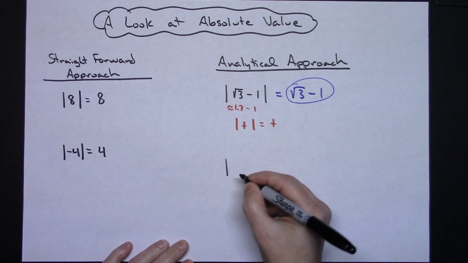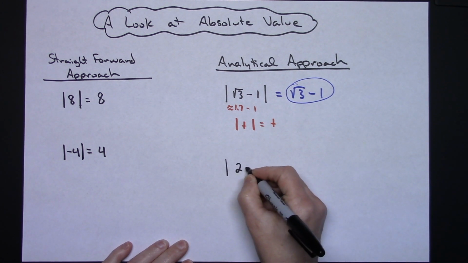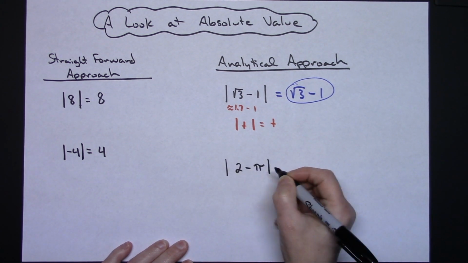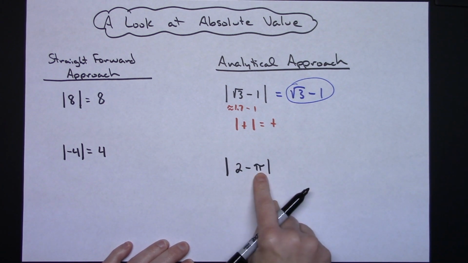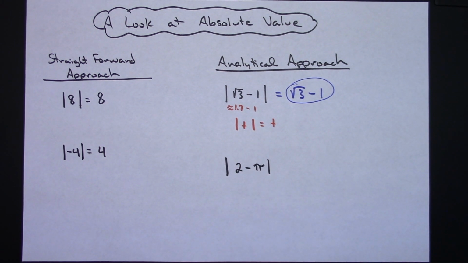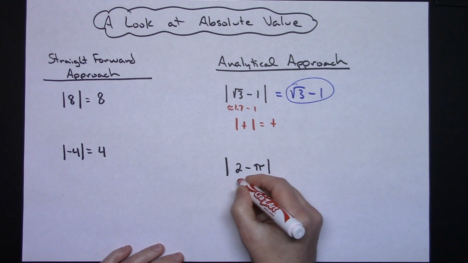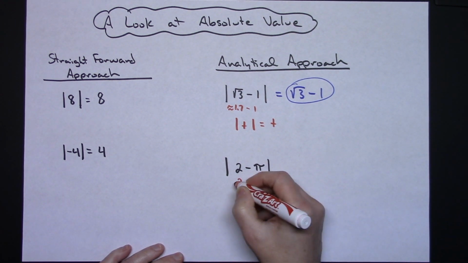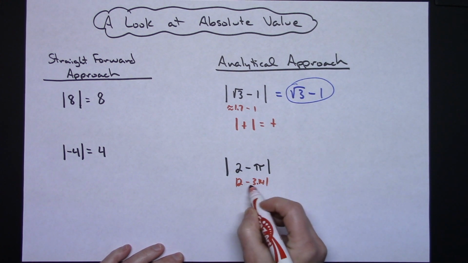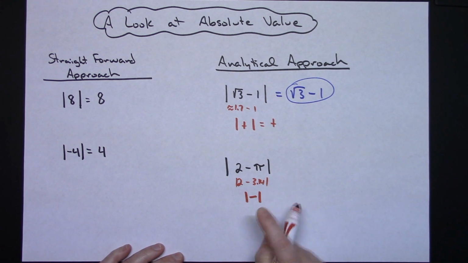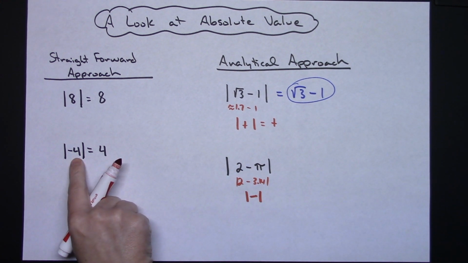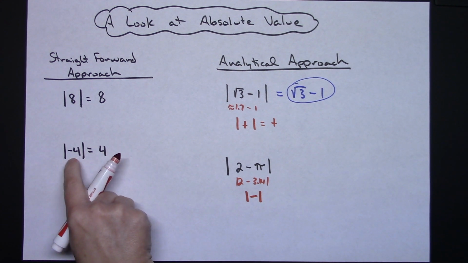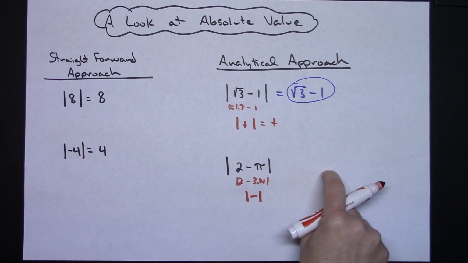If I did the absolute value of 2 minus, say, pi. Everybody knows pi is about 3.14. So 2 minus 3.14, what's that going to do? That's going to give us a negative number inside the absolute value bars. Now, we want it to be positive.